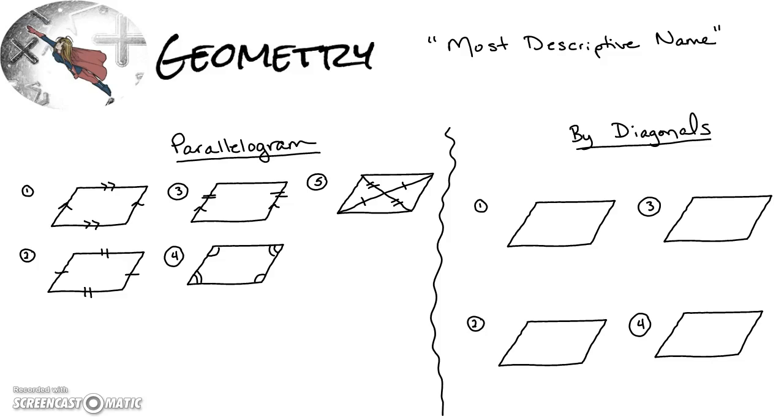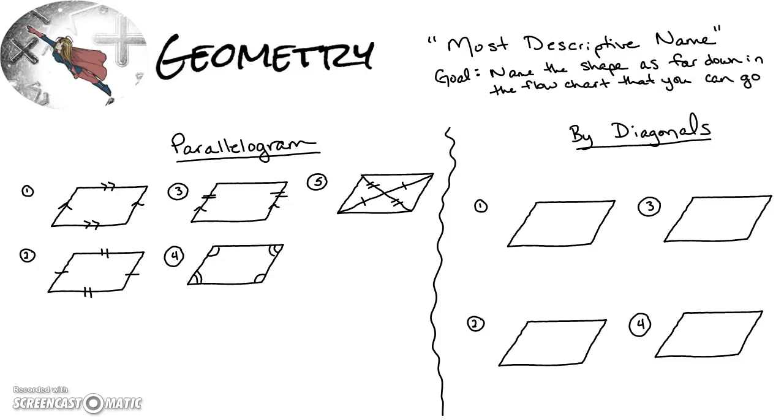Your goal with most descriptive name is to name the shape as far down in the flowchart that you can go, and have it still be true.